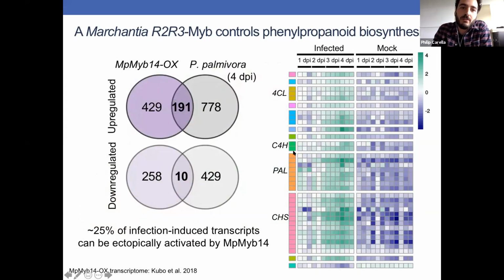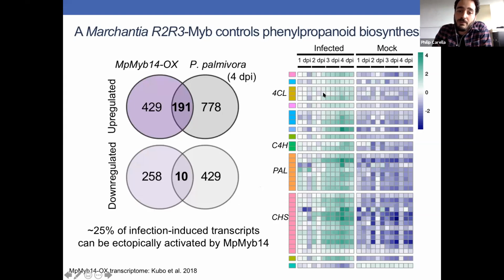So we took advantage of their transcriptome data and we compared their expression analysis of MIB14 overexpressors compared to wild type, and we compared this against those genes that are induced by Phytophthora palmivora in wild type plants. And it was quite striking to see 191 genes that were shared in common, and this represented around 25% of all infection-induced transcripts in wild type plants. So these could be directly tied to MIB14.